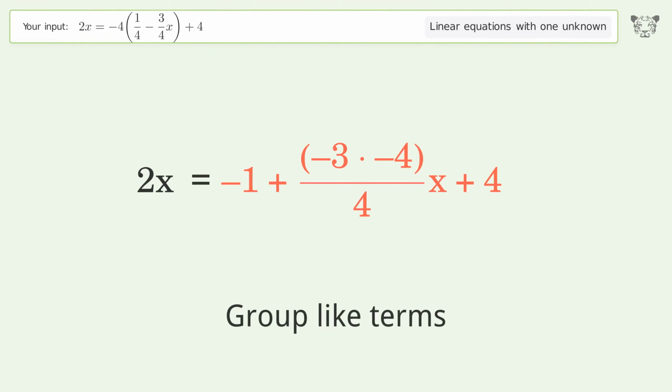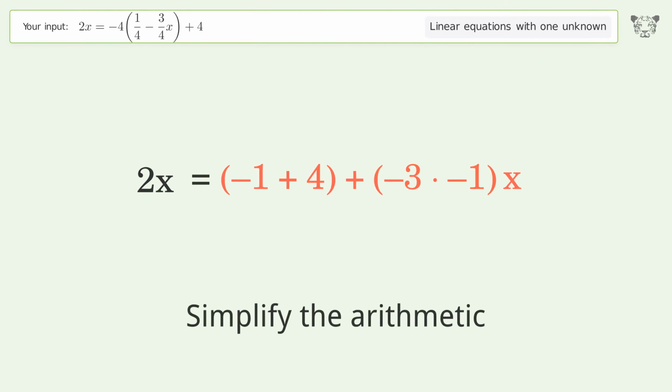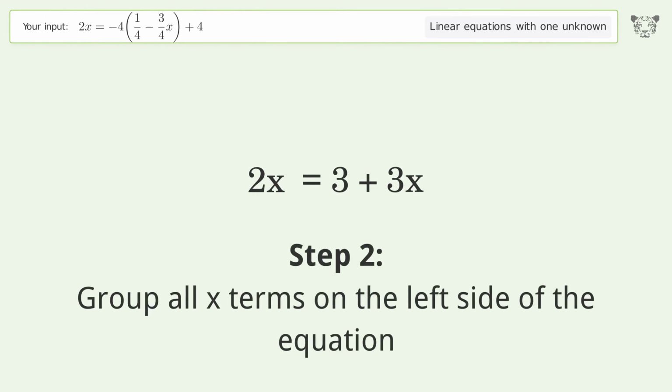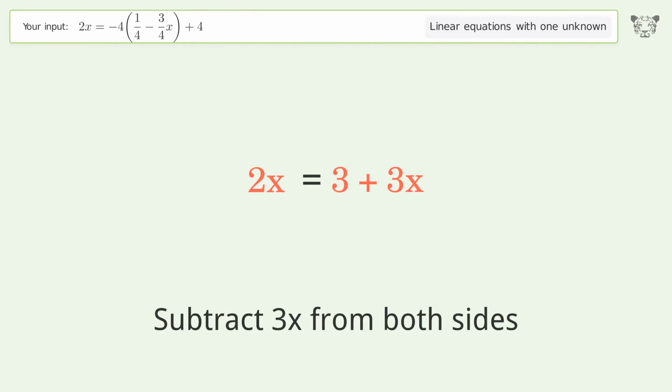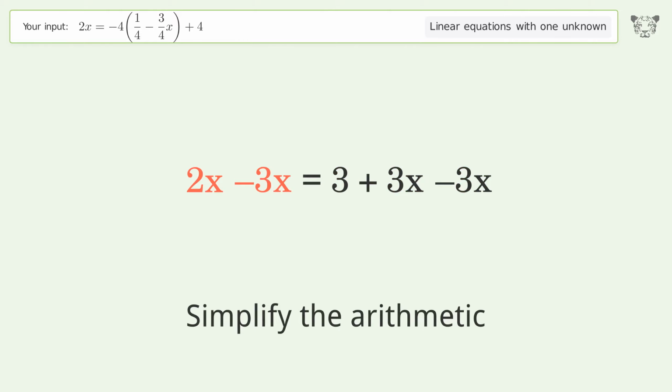Group like terms. Simplify the arithmetic. Group all x terms on the left side of the equation. Subtract 3x from both sides. Simplify the arithmetic.